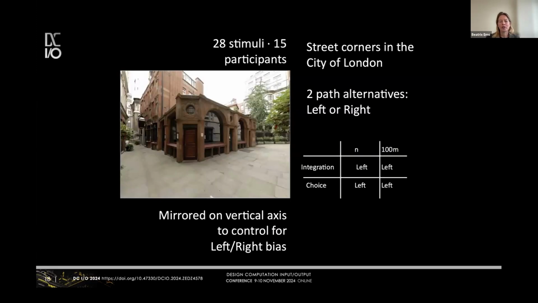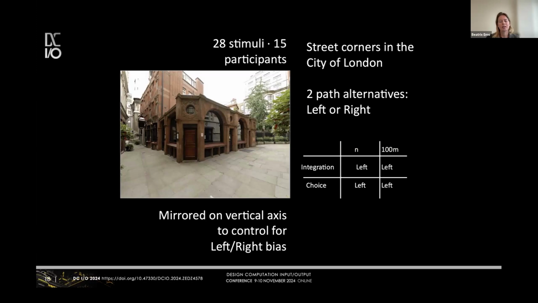And in this photograph, if you think about which street do you think is more connected, most people said right because it's wider and more open and it seems more inviting, whereas the actual answer was left because that thoroughfare right at the end of the left path alternative is actually a major street. So that one ends up being more connected. And I showed people 28 stimuli.